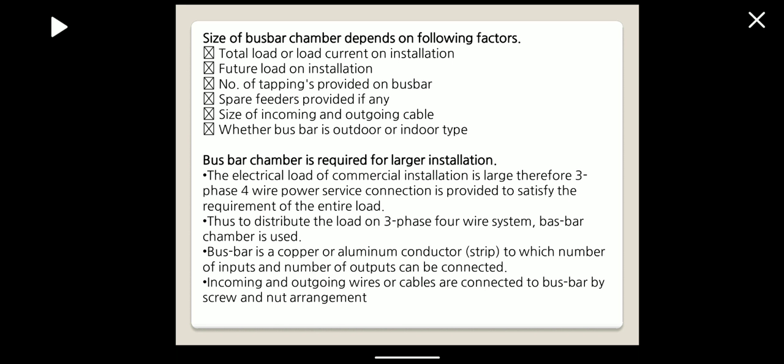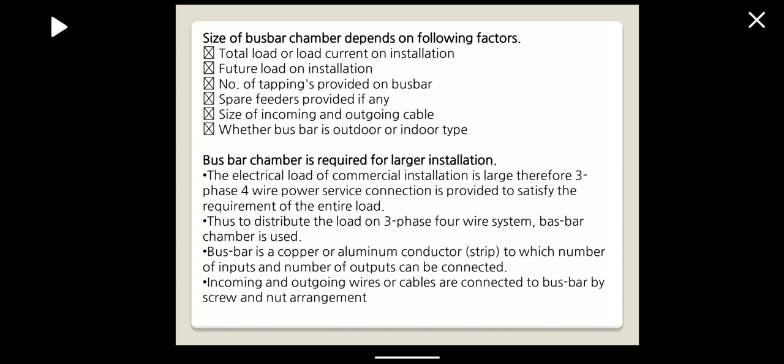Spare feeder provided, if any. Size of incoming and outgoing cables, and whether the bus bar is outgoing or incoming type. So these are the factors which it depends on: the size of the bus bar. Then a bus bar chamber is required for large installations. Yes, this is very important for the bus bar chamber.